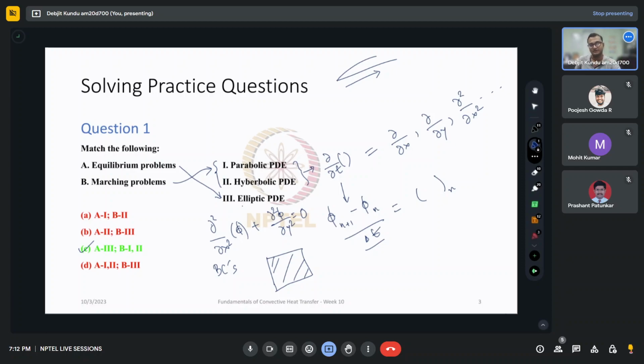Okay, so that's why option A should match with 3 and option B should match with both 1 and 2. And subsequently option C should be the correct solution. Any questions on this? Okay, if not, we will keep moving on.